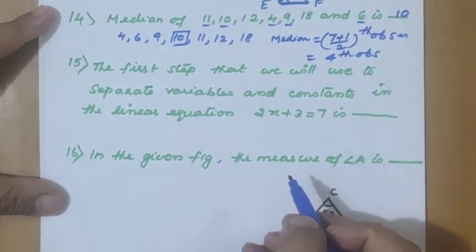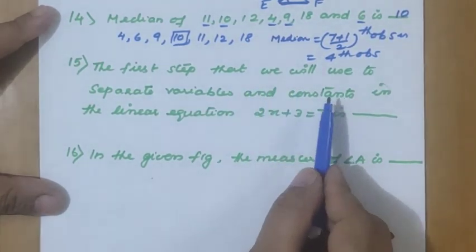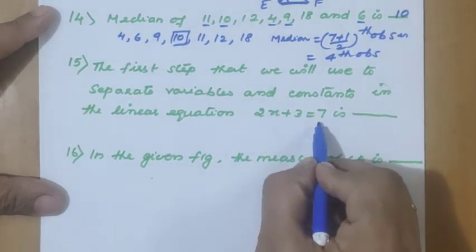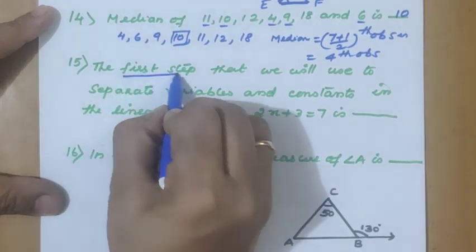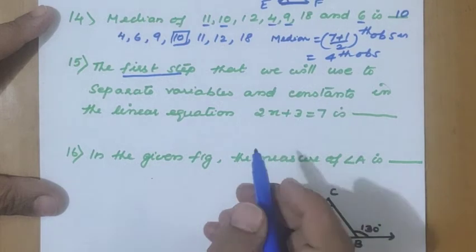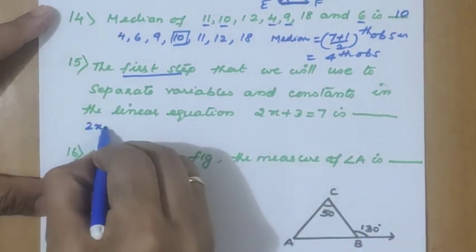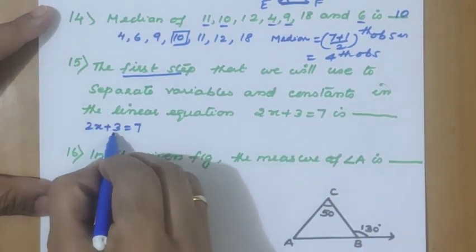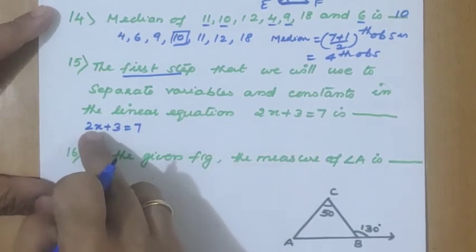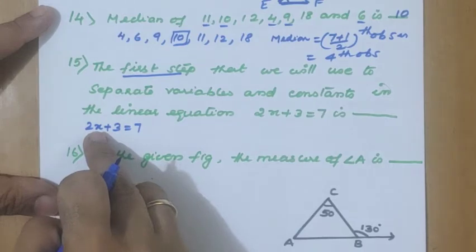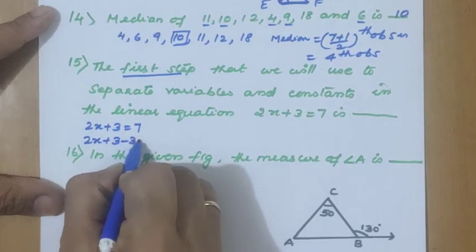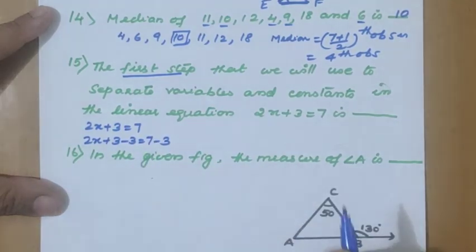Right? The first step that we will use to separate the variables and the constants in the linear equation 2x plus 3 equal to 7 is. What is the first step it is asked? So here two ways you can write the answer. Actually 2x plus 3 equal to 7 means we should remove this 3, not the constant, not the variable. The number associated with the variable will go last step only. So the first step means we should subtract 3 from both the sides. Right, this is the first step.